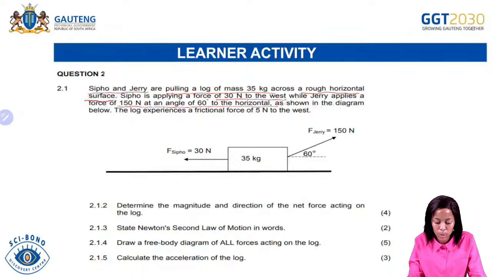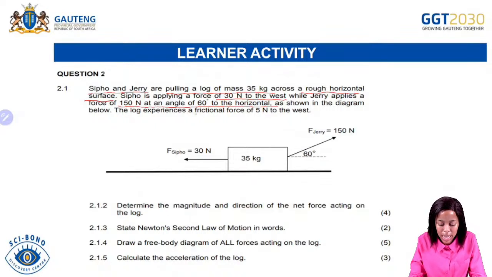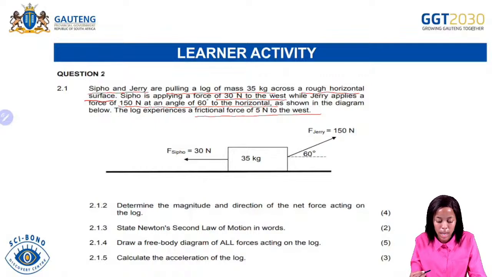So from the diagram, we can see that it is to the right, as shown in the diagram below. Then it says the log experiences a frictional force of 5 Newton to the west. So the frictional force is not indicated here, but we are given a clue that it is in which direction? To the left hand side. Okay, learners, I will give you about 2 minutes to have a look at this question here.